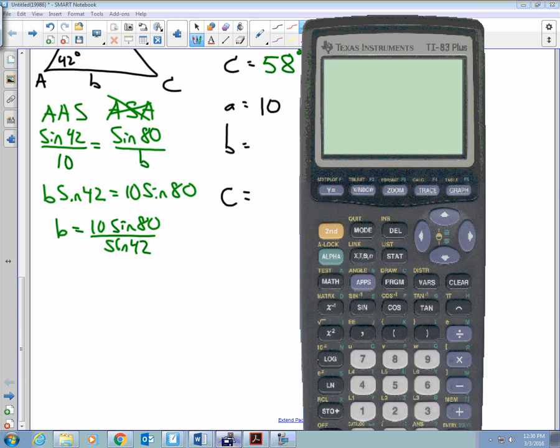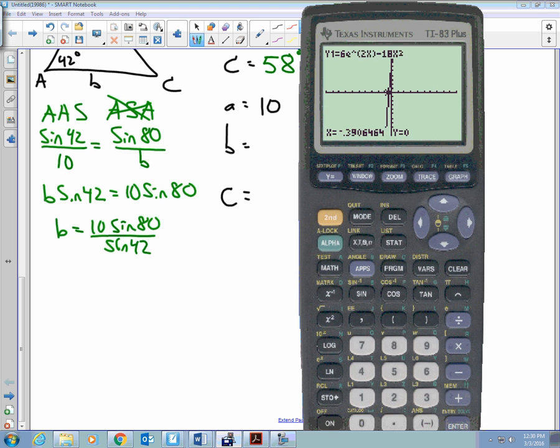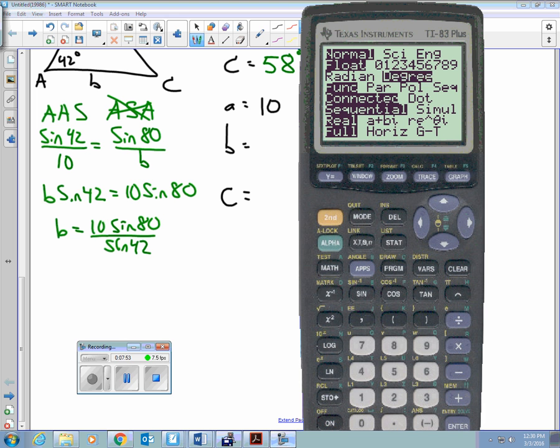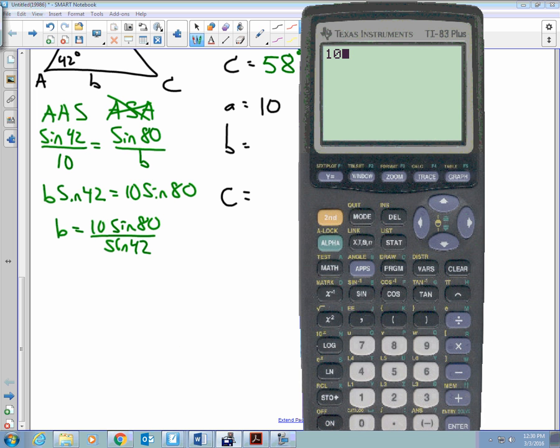Take out my calculator. I must make sure I'm working in degrees. As you can see, I just got done with calculus. In calculus, we only work in radians, really. So I go down to degrees. Let's see here. So 10 sine 80, parentheses, divided by sine of 42. Make sure you close your parentheses in the appropriate region. Press enter, and it's 14.72. So for B, I get 14.72.